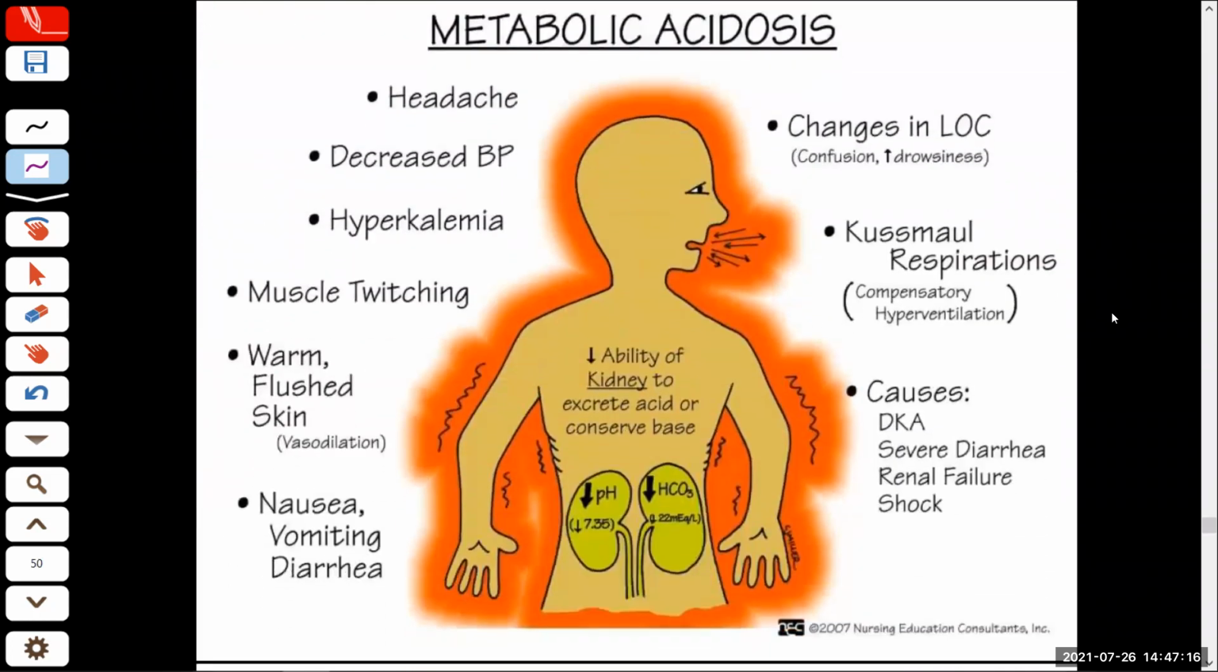All right, so on these slides here, you do not need to memorize all of these symptoms. You don't need to memorize these symptoms. That's not the point, okay?